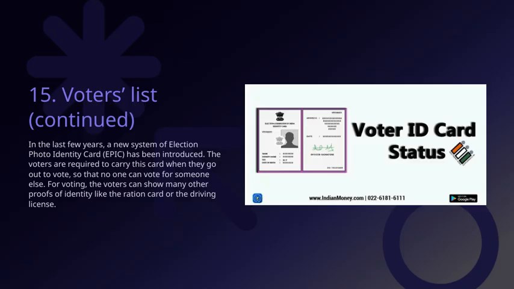But it's important to remember that the EPIC isn't the only proof of identity you can use. Voters can also show other valid proofs, such as a ration card or a driving license, to verify their identity at the polling station. So the key takeaway here is that these measures are in place to protect the integrity of our elections, making sure that every vote truly counts.